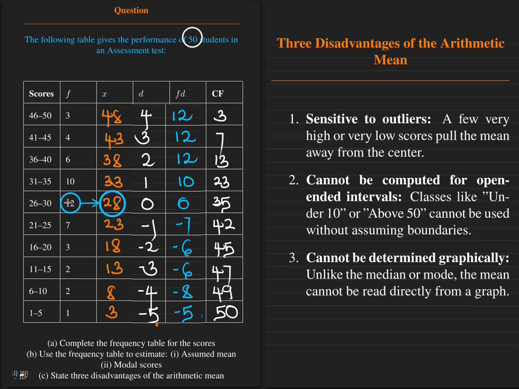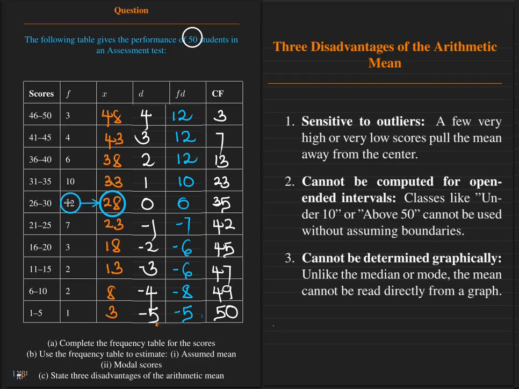The next disadvantage is it cannot be computed for open-ended intervals. So for what we have here, they are closed-ended. But assuming this was open-ended, it doesn't end. We just list the scores without boundaries. You cannot use the arithmetic mean. So arithmetic mean is only computed for closed or bounded intervals.